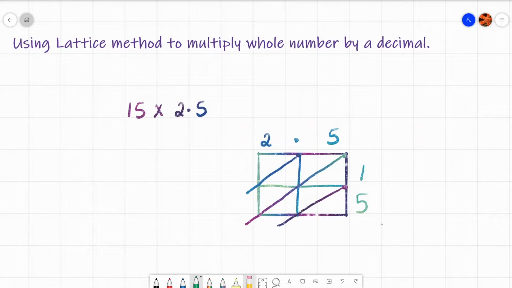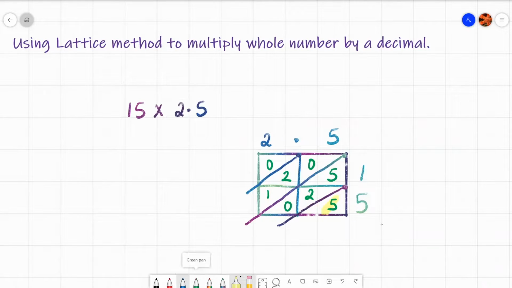So 5 times 1 is just 5, so it's 0, 5. 0 tens, 5 units. 5 times 5 is 25. 2 times 1 is 0, 2. 0 tens and 2 units. 2 times 5 is 10. Then you just need to add the diagonals.